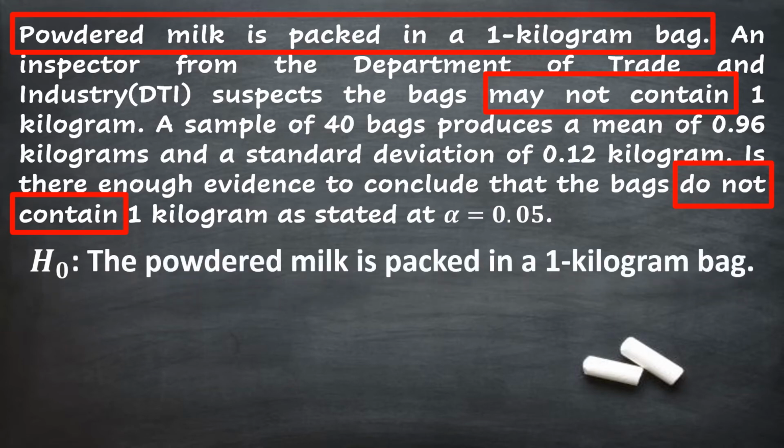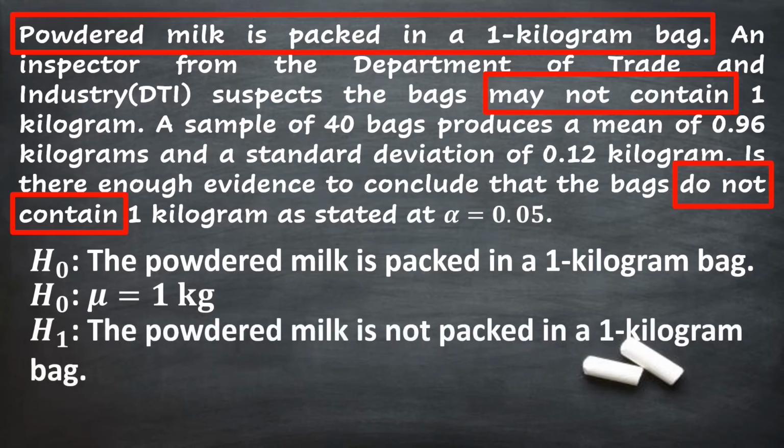Since we already have a factual statement, this factual statement can be your null hypothesis. So, the powdered milk is packed in a 1 kilogram bag. That will be our null hypothesis because it's the belief of everybody that you have a 1 kilogram bag for every powdered milk. And the mathematical statement for the null hypothesis is the population mean is equal to 1 kilogram.